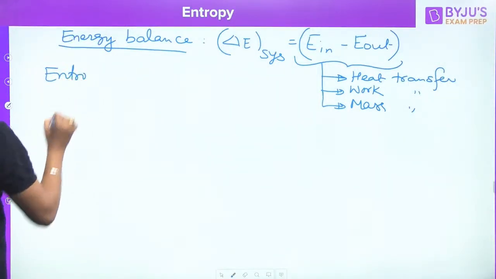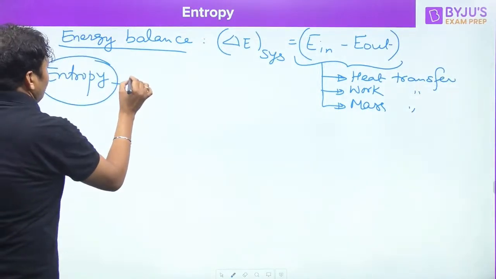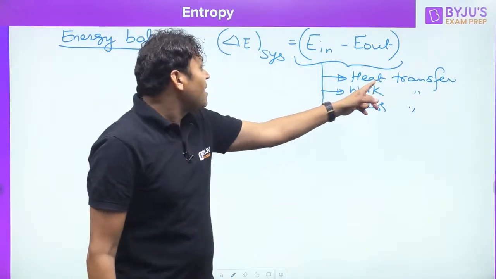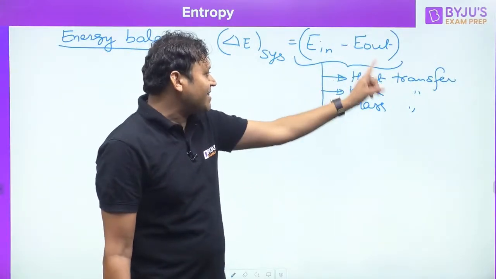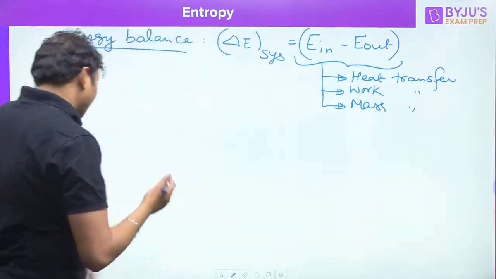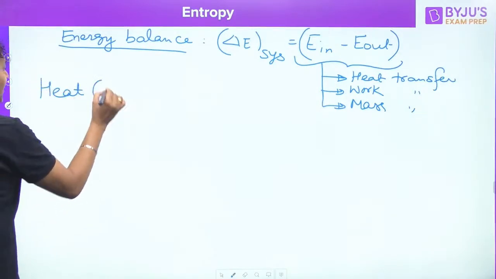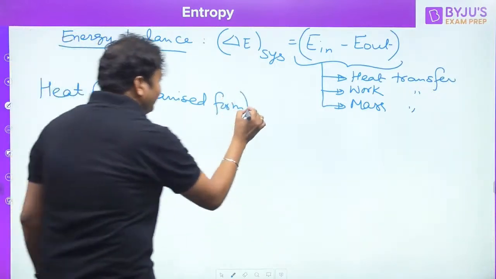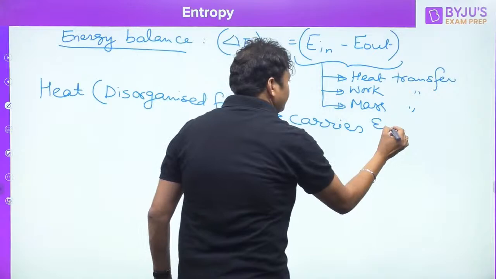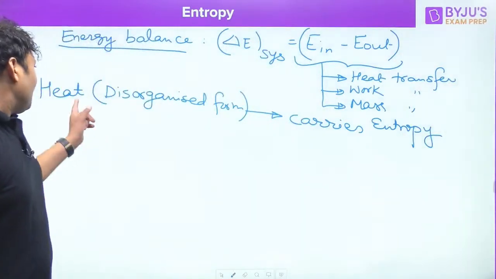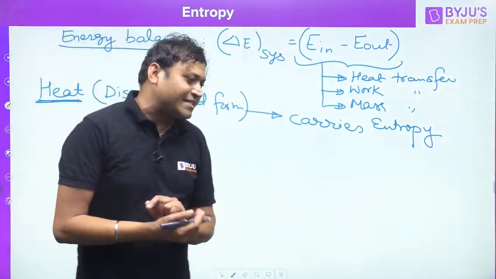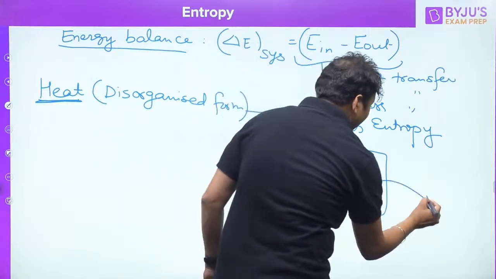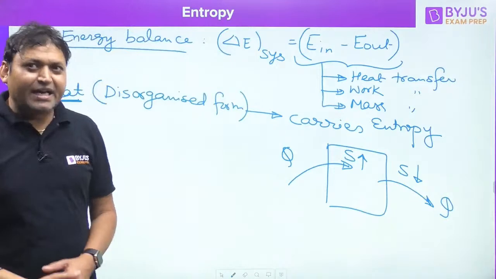Now, if we talk about entropy balance, heat transfer is carrying energy, work transfer is also carrying energy, as well as mass transfer. But if we talk about entropy, heat, because heat is a disorganized form of energy, carries entropy. Heat always carries entropy. Heat added to the system will increase the entropy of the system. Heat rejected from the system will decrease the entropy of the system. So heat always carries entropy.